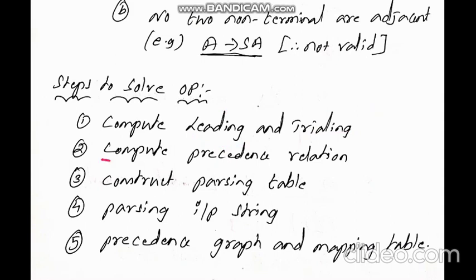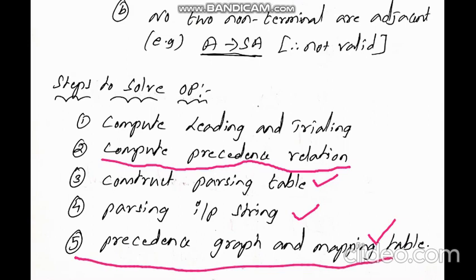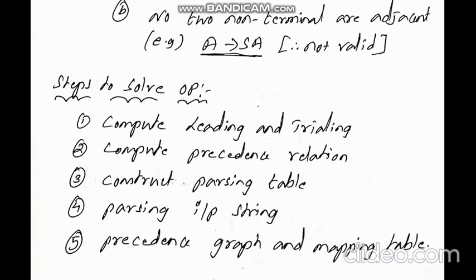The second most important thing is computing the precedence relation value. Here also we have four different rules that we are going to perform. The third is to construct a parsing table, number four is input string parsing, and number five is precedence graph and mapping table. This fifth part is new here, so I'll explain how exactly it works, which you could not see in the previous approaches in the top-down parsing technique. So let me take you directly to this part.